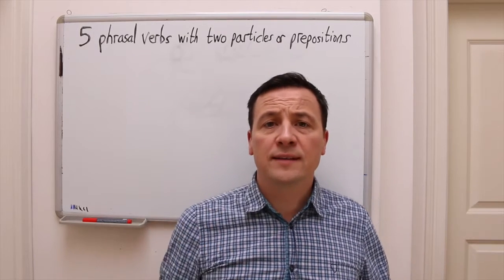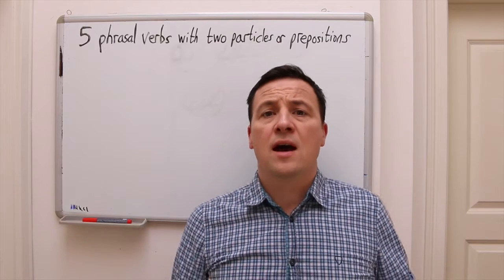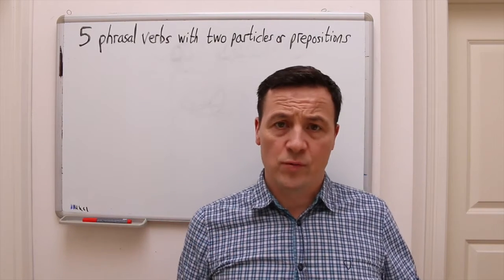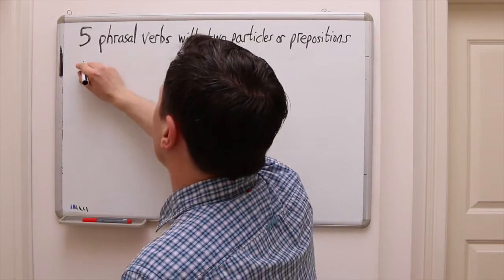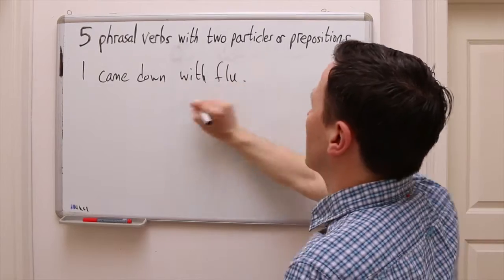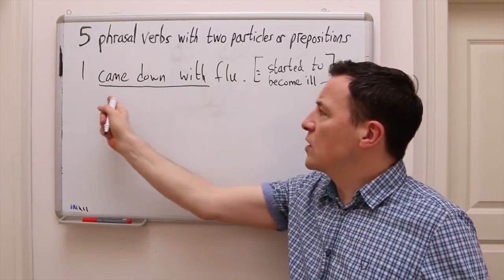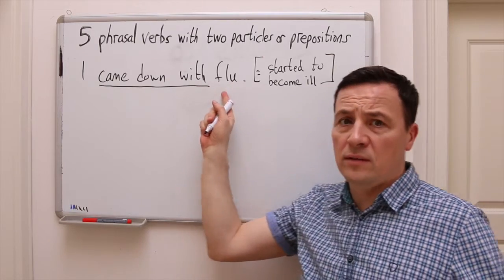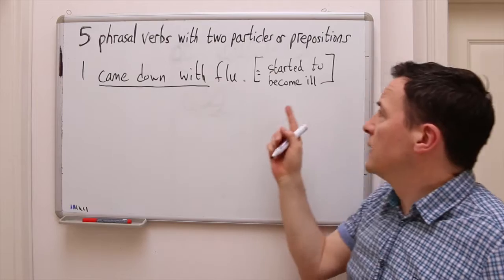So the first one is, I'm sorry I couldn't go to the meeting last week. I came down with flu. I'll just write that here. So to come down with something, with an illness or with a bug or with flu for example, means to start to become ill.